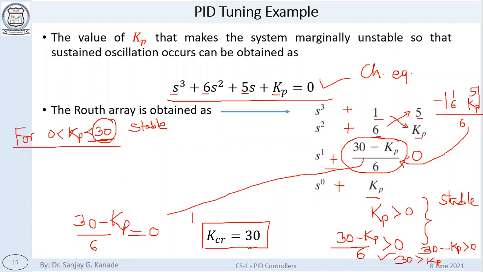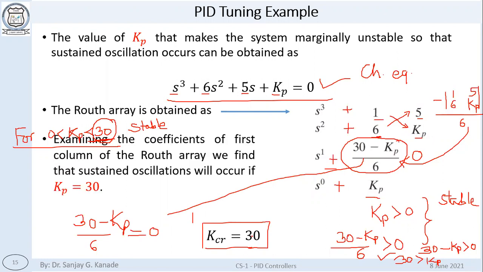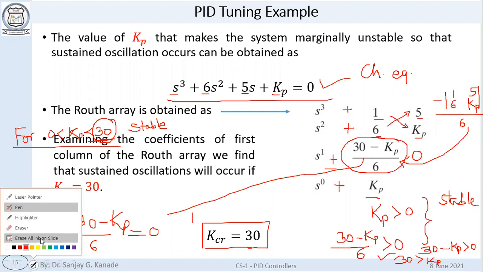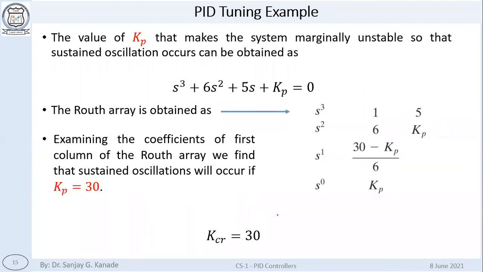Any questions? See, this is how we have applied the Routh-Hurwitz criterion for design of a controller. Okay, so I will just remove the markings so that other things are clear.